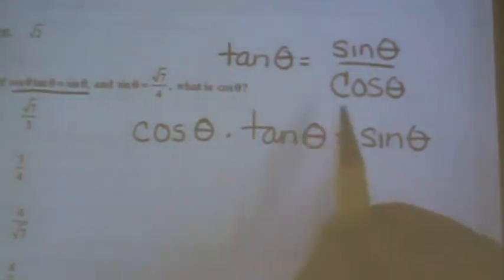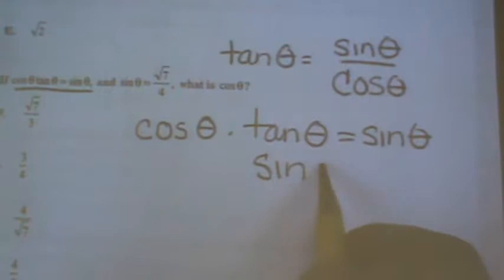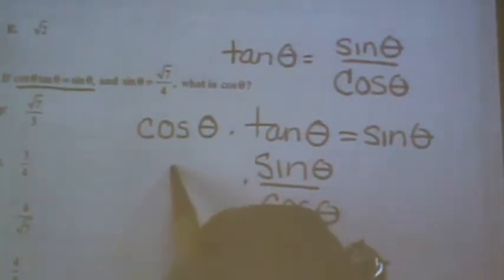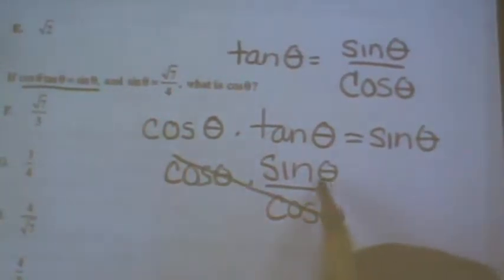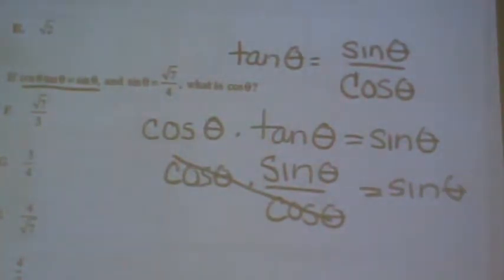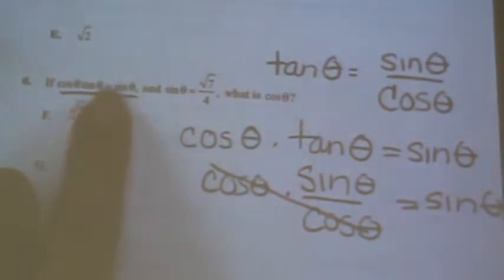If I say tangent is sine over cosine, if I substituted sine over cosine right here, do you know what to do with these cosines? Cancel. And so what they're saying is sine is equal to sine. It's like saying 1 equals 1, 2 equals 2. So this was unnecessary. Who cares what that meant? So go to this right here. This is given to you.